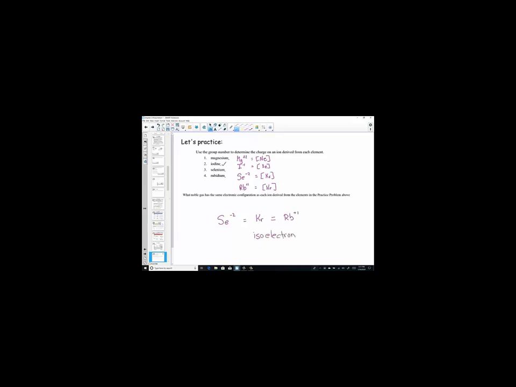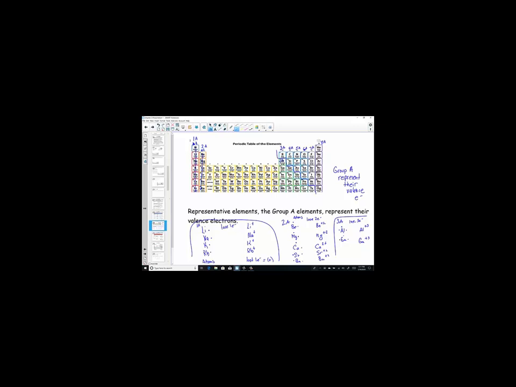They all have the same number of electrons. How many is that? Well, krypton has 36 electrons. Selenium had 34, but gained 2 to become 36. Rubidium had 37, but lost 1 to become 36. And krypton already had 36. Those are all isoelectronic elements and ions.